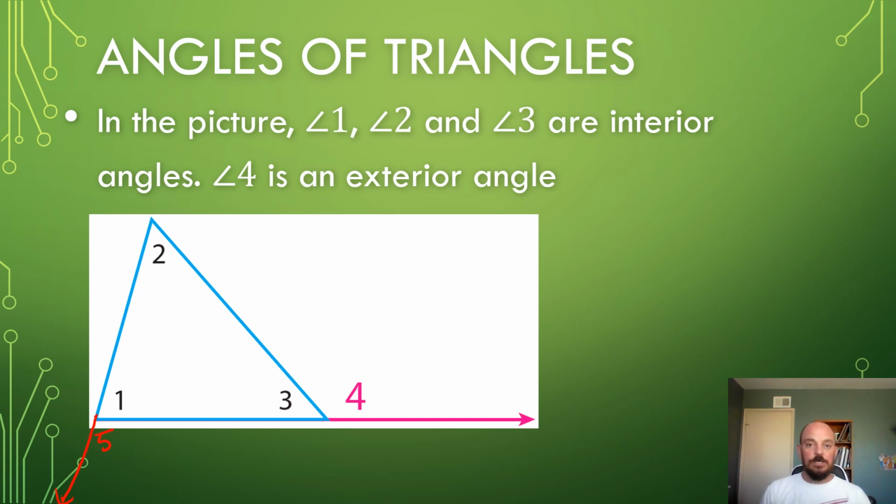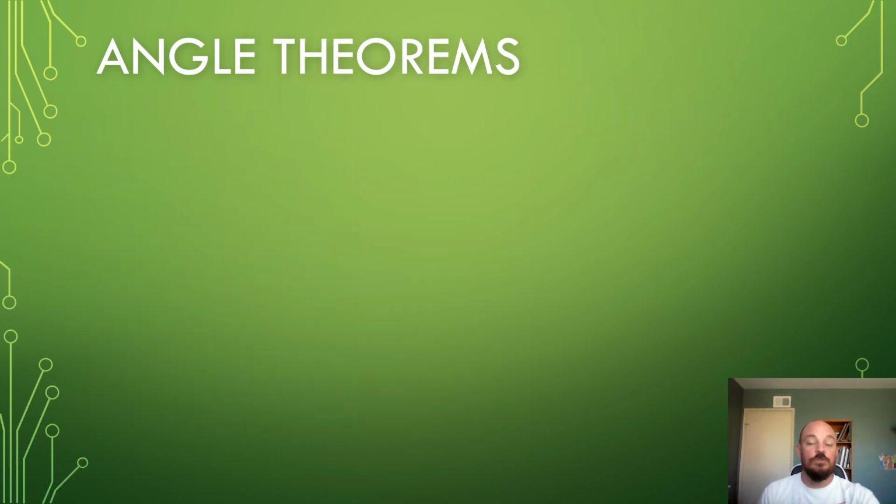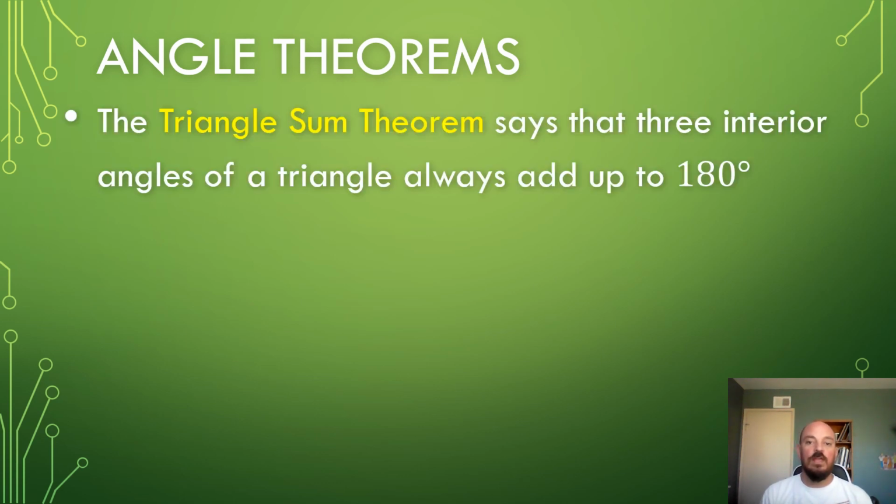All right, so we have interior and exterior angles. Let's learn a couple theorems about those two things. We'll start with the triangle sum theorem. It says the three interior angles of a triangle always add up to 180. That's a nice simple one, and it's a good thing for you to remember. We'll use it in proofs as a reason, things like that. We'll use it actually several times this year. So make sure you remember that. That's a good one.